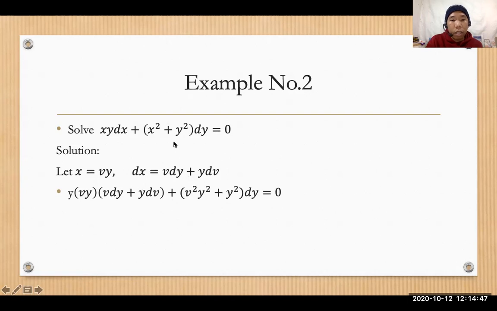So plus x squared will be replaced by v squared times y squared plus y squared, just copy y squared here, and then times dy equal to 0. Now, as you can see, there's no more variable x in the equation. So please make sure that after doing the substitution, there are only two variables that you can see in the equation.